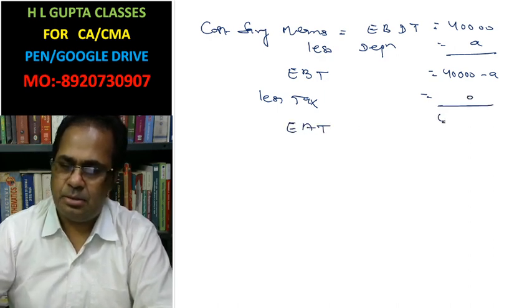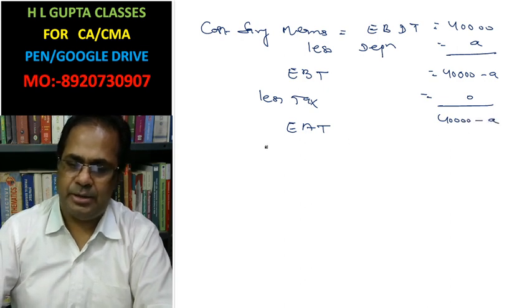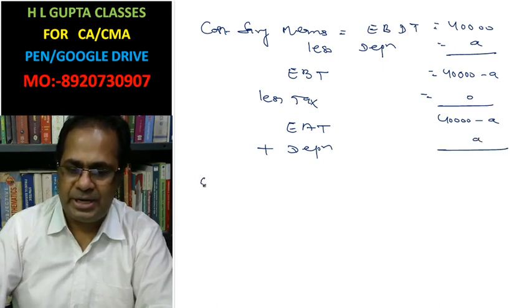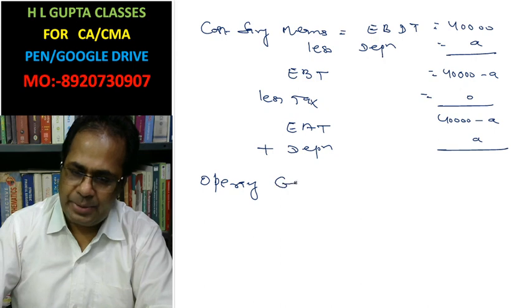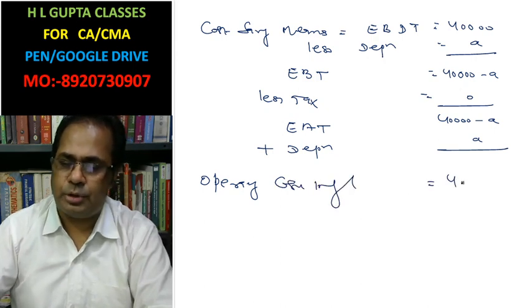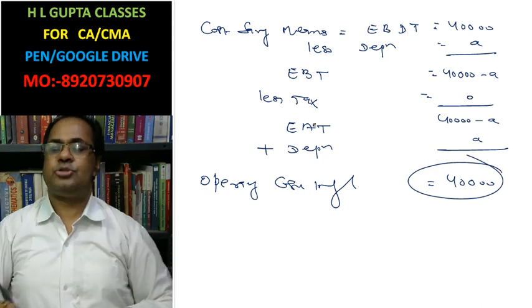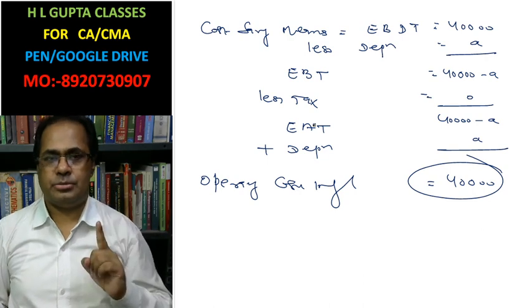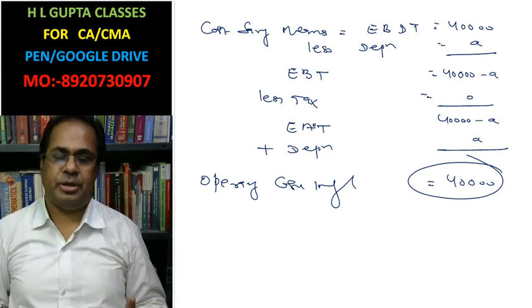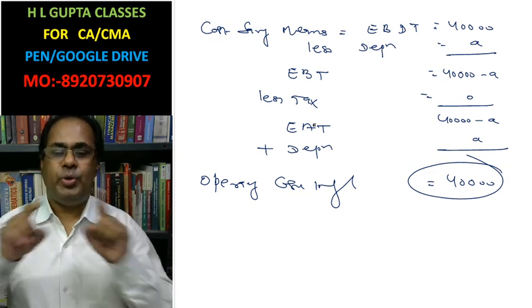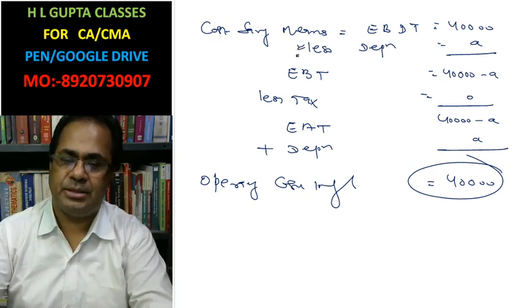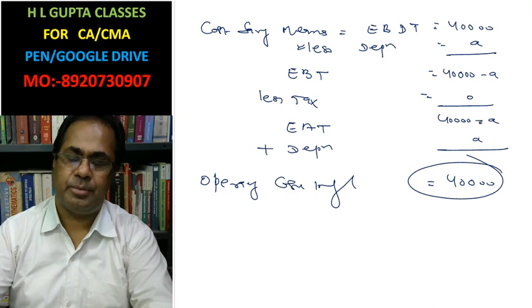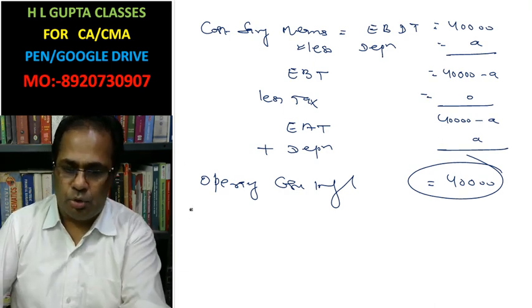Earning after tax is 40,000 minus A. Add depreciation, plus A. Operating cash inflow is 40,000. Operating cash inflow is assumed to be the annual cost saving. Whenever in questions the tax rate is not given, we need not calculate depreciation, because once you subtract depreciation and once you add depreciation, the effect is 0.